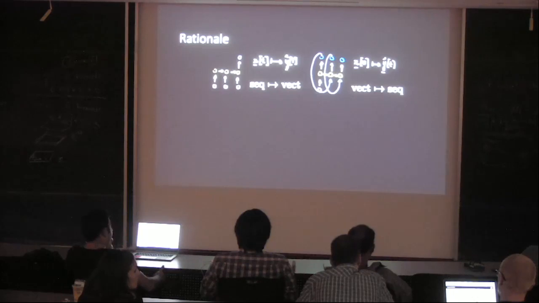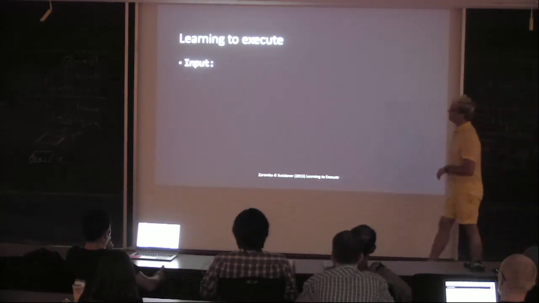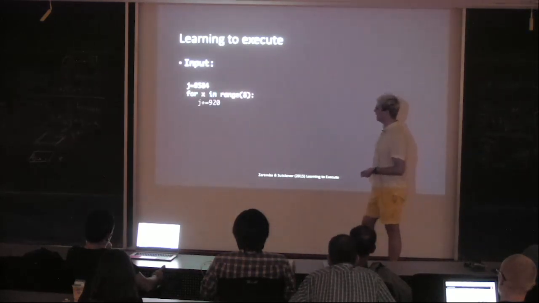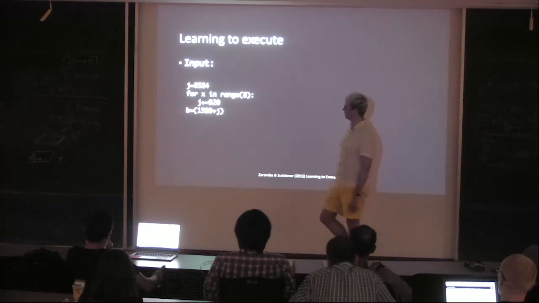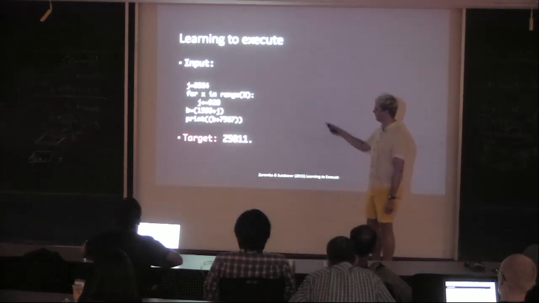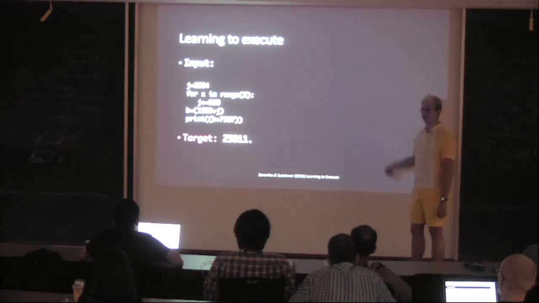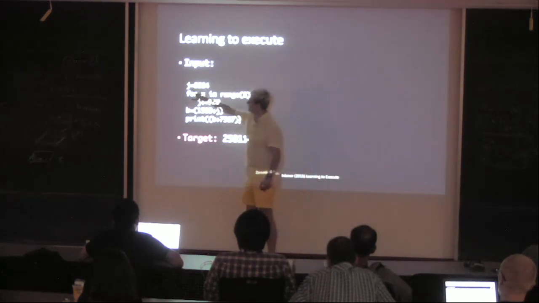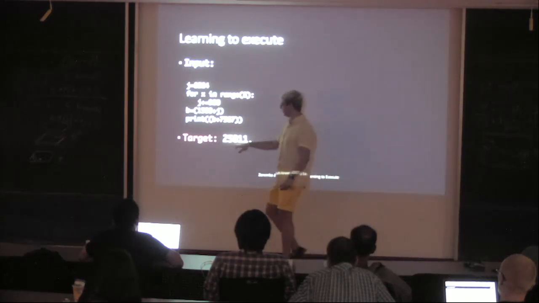Another application is having a neural network learn how to compile a program. Let's see how it works. So you have an input here. For example, I start with j equal 8,594. Then I have for x in range(8), j plus 920. Then I have b equal some additional 1,500 to j. And then I print b plus 7,567. And then my target, which I compile with a proper compiler, is 25,011. And I try to train my network after having inserted the input. So this is my whole sequence of characters and symbols. Then I have my output, which is going to be 25011.